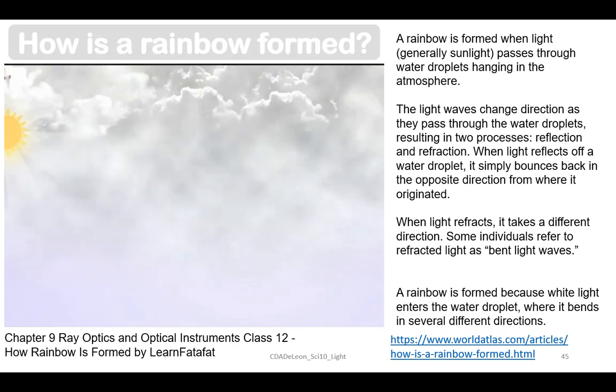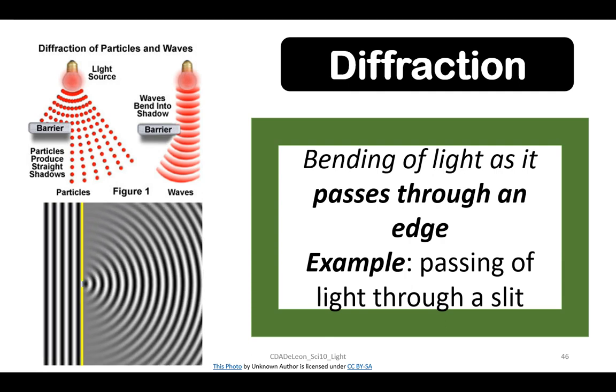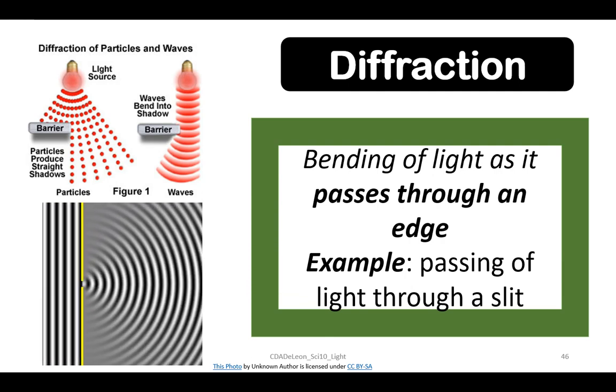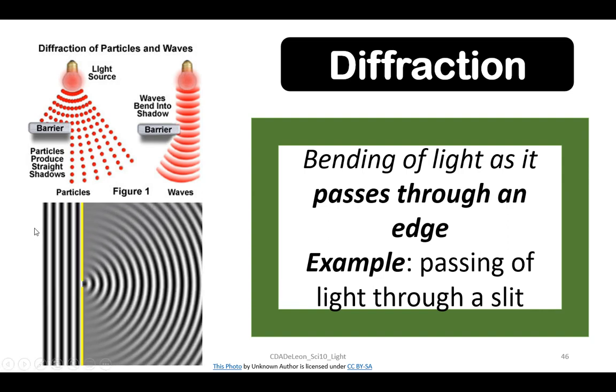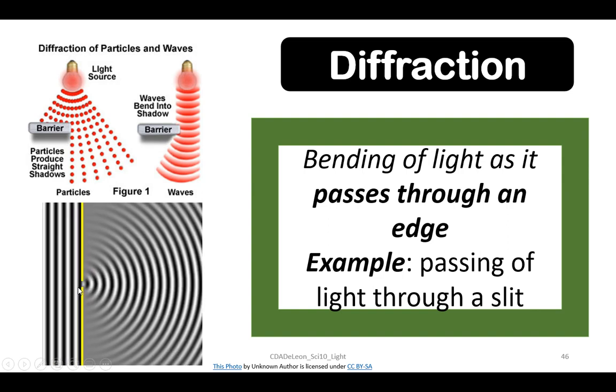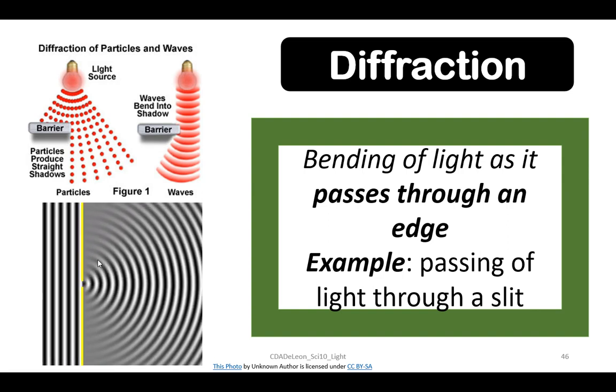Now let's discuss diffraction. When we say diffraction, this is the bending of light as it passes through an edge. An example is the passing of light through a slit. So this is an example of light rays, and then it passes through an edge or a slit. Then this is the effect, the bending of light.